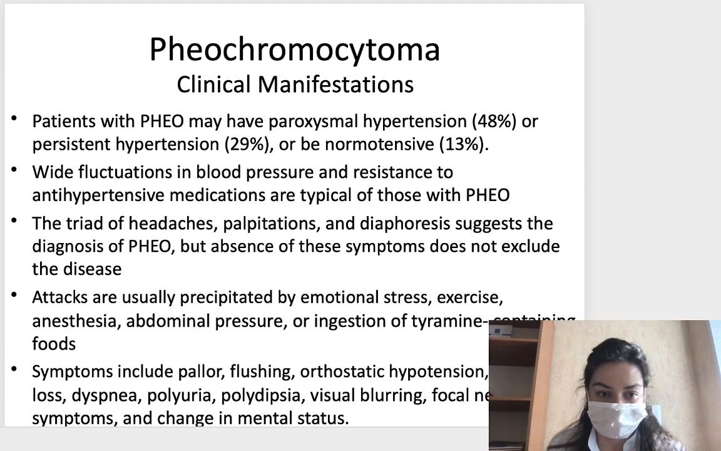the disease. Attacks are usually precipitated by emotional stress, exercise, anesthesia, abdominal pressure, or ingestion of tyramine-containing foods. Symptoms include pallor, flushing, orthostatic hypotension, weight loss, dyspnea, polyuria, polydipsia, visual blurring, focal neck syndrome, and change in menstrual status.